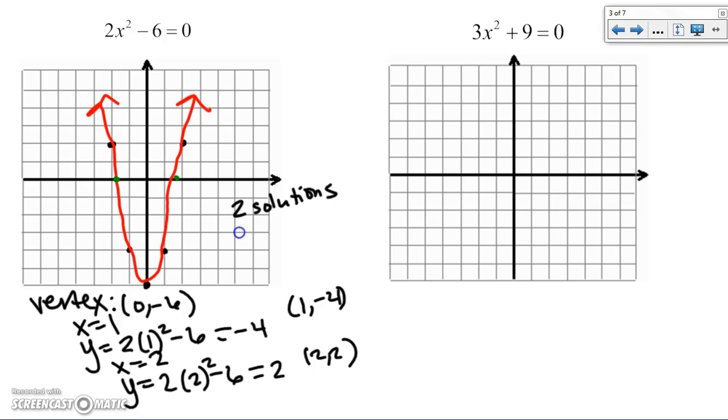So I would call that x equals, let's go ahead and say about 1.7, and x equals -1.7. So I'm estimating that it's between 1 and 2 where it's crossing. It's crossing twice, so it has 2 solutions. All right, same over here.